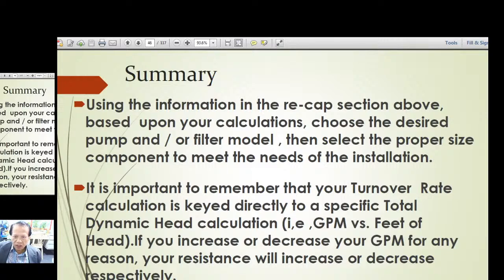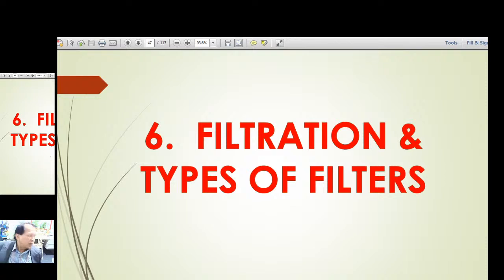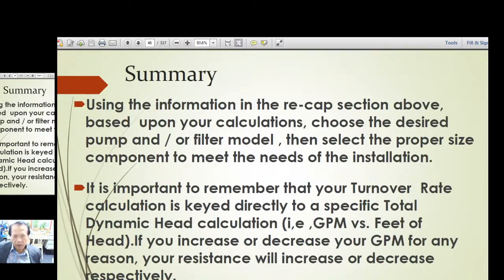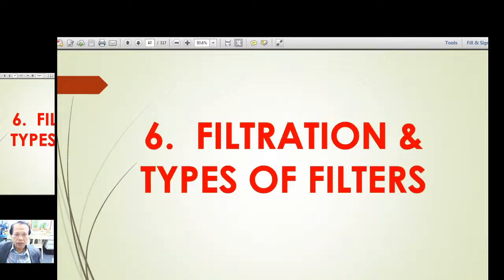If you increase or decrease the flow rate, the gallons per minute rate, for any reason, your resistance will increase and decrease respectively. Okay, so let us go back to that. In other words, when you enlarge your pipe, instead of 1.5 inch, maybe you're going to use 2 inch, then that means your resistance will be lower, and therefore you can also reduce the GPM capacity, and that will make less work for your pump. If you use a smaller pipe, then again your friction will be much higher.